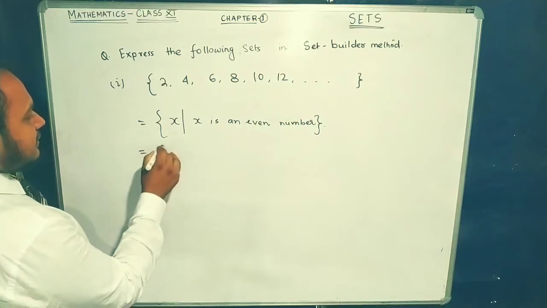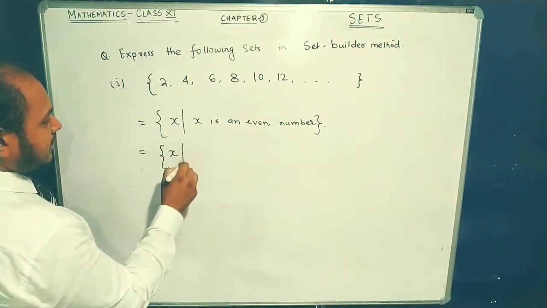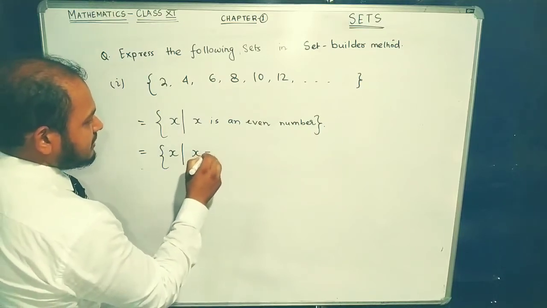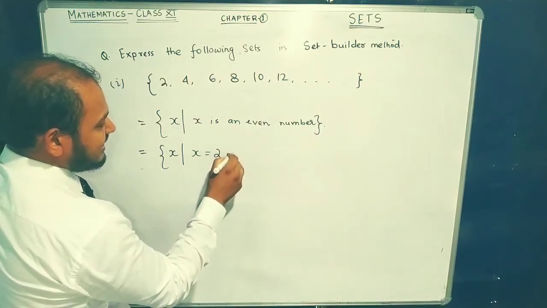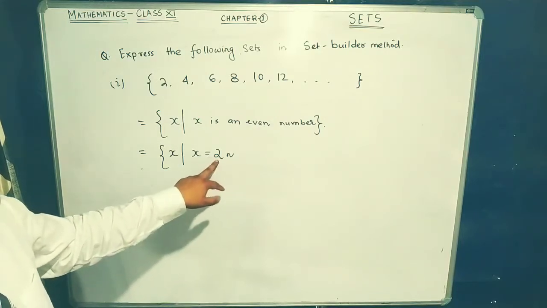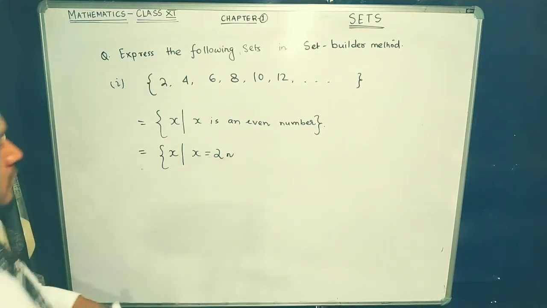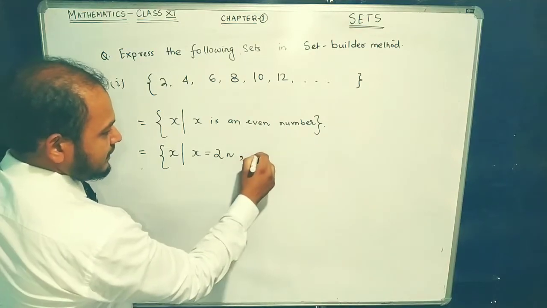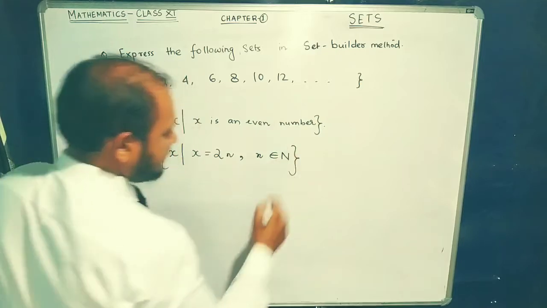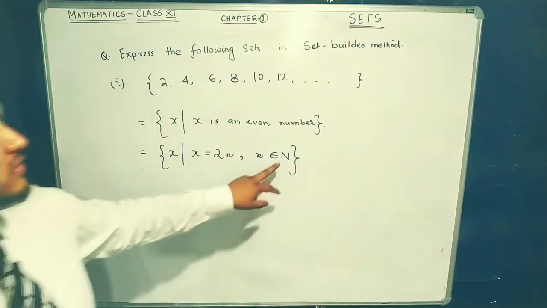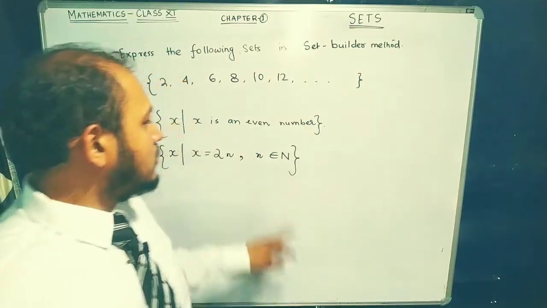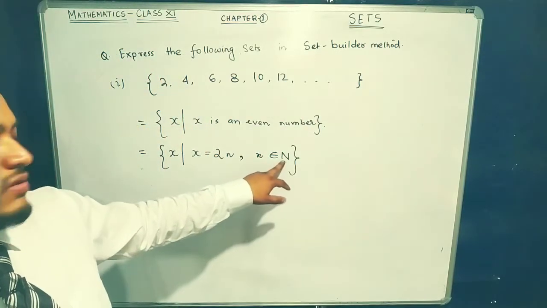Can we say that it is a collection of several x's such that x is equal to 2 times a variable n? Small n is a variable and x equals 2n, comma, small n belongs to the set of natural numbers. Can we say that? Yes, because the set of natural numbers contains 1, 2, 3, 4, 5, 6 and so on. So n is a variable that belongs to the set of natural numbers.